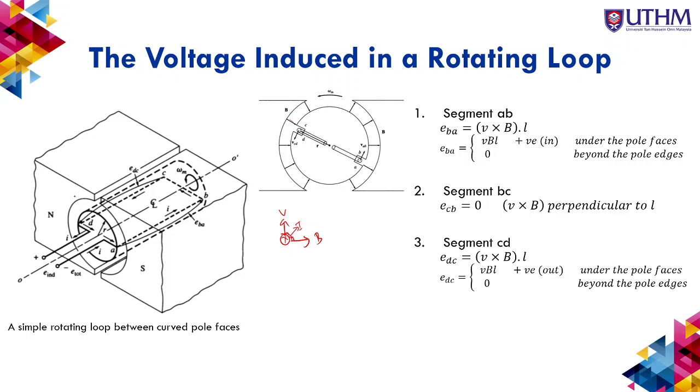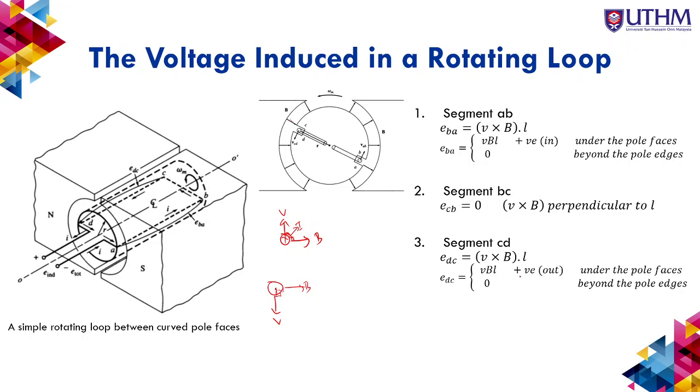For CD, we can use the whole right hand rule. V is downward and B is to the left, and then we can get the current flow, which is outside the page. The tip is very simple: you need to remember that everything must be perpendicular.